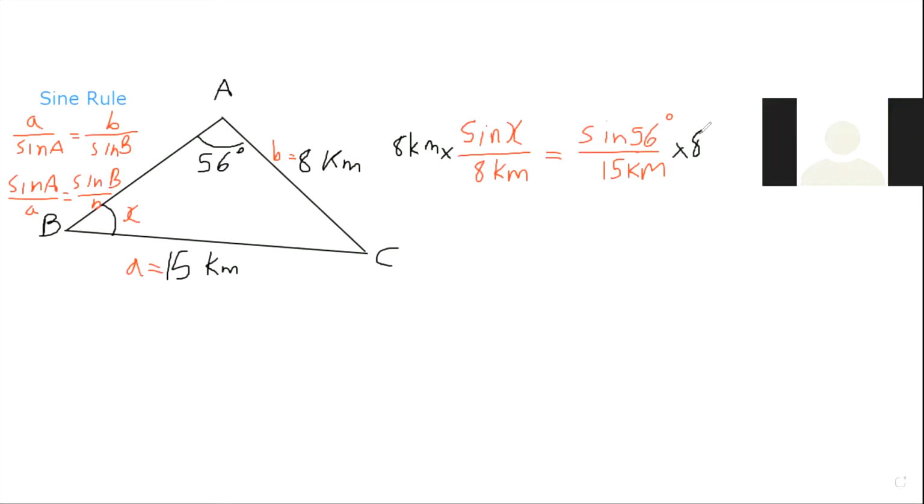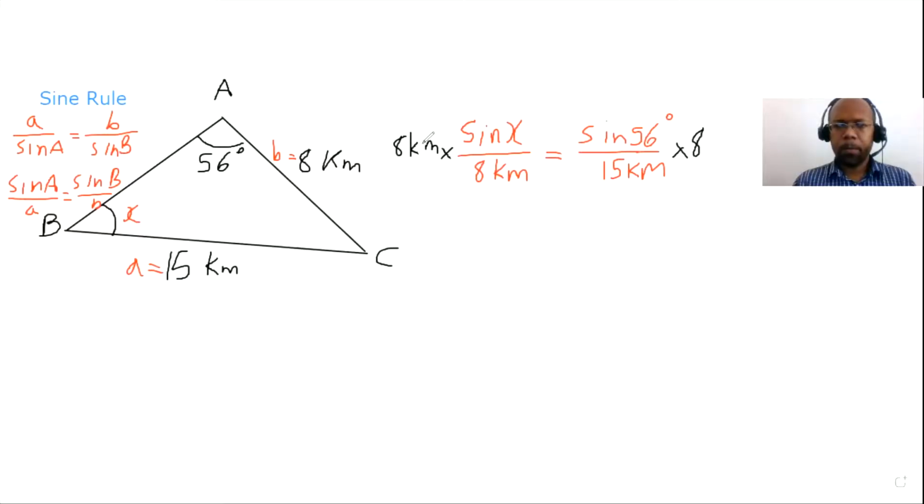Sure, you want to get the sine x by itself? That's correct. Because this 8 km is actually over 1, and this 8 km is under 1, there's a 1 here. This is actually saying 1 over 8 km, just that fraction is being multiplied by sine of x. So we can say this is 8 over 8, which is 1. But what we do in math is cancel them out to show that they're becoming 1.